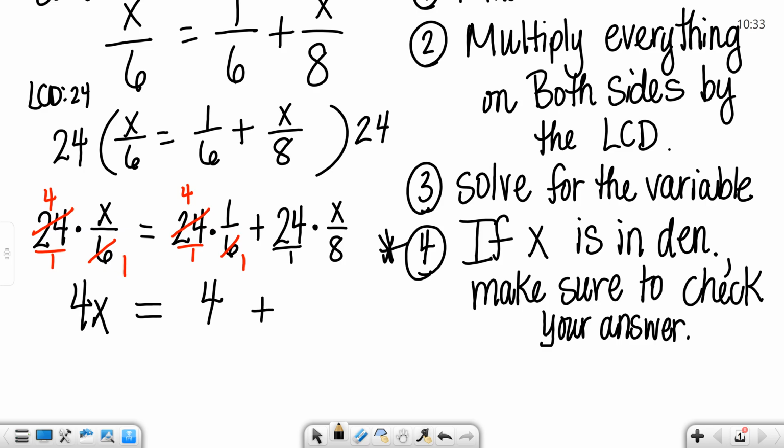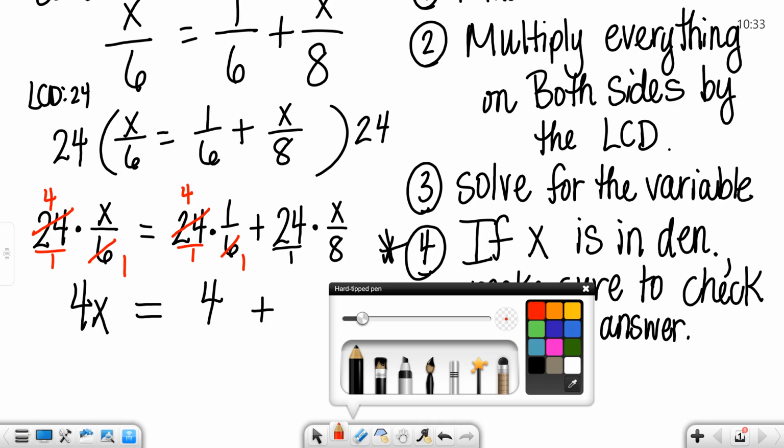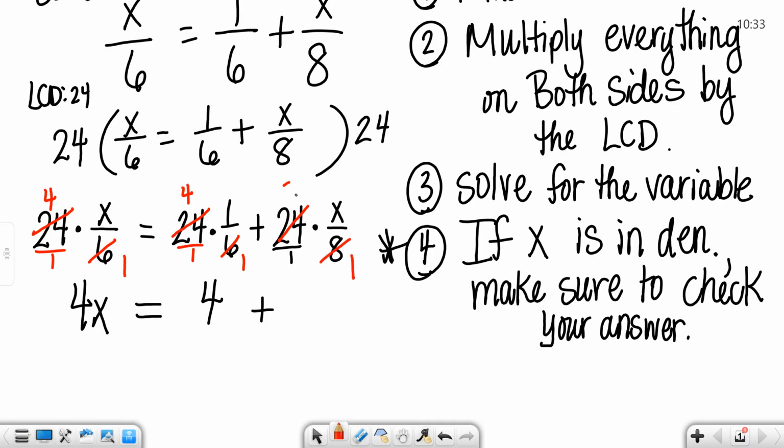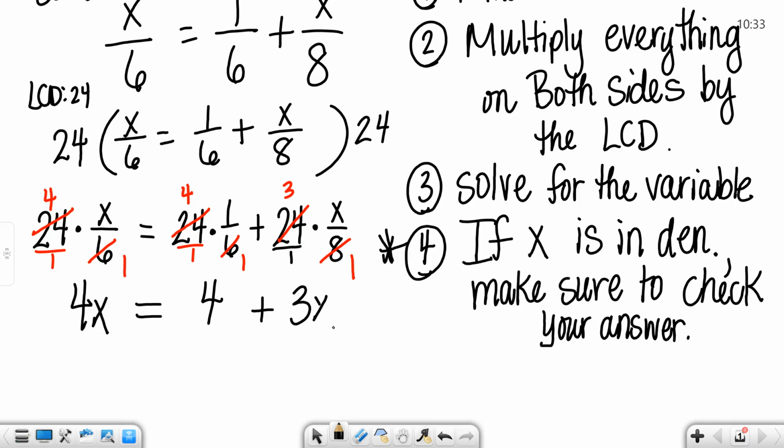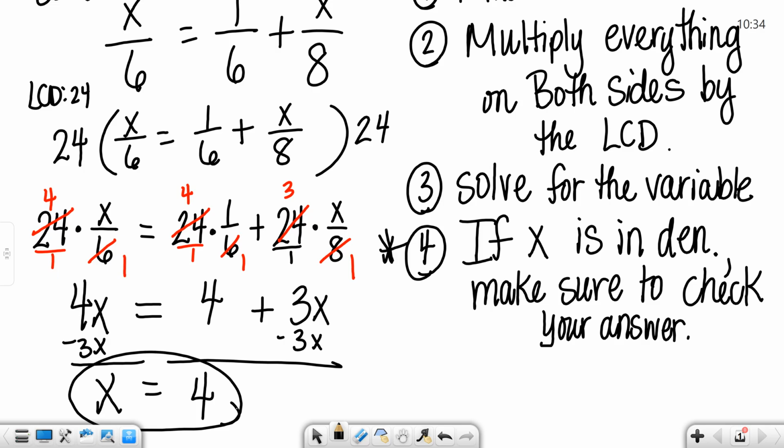Plus, put a 1 up under my 24. 8 goes into itself once, into 24 3 times. So I'm left with 3 times x gives me 3x divided by 1. Fraction is gone. Look at that. Now we have this simple algebra equation. So we get our x's on the same side. And I'm left with x is equal to 4.